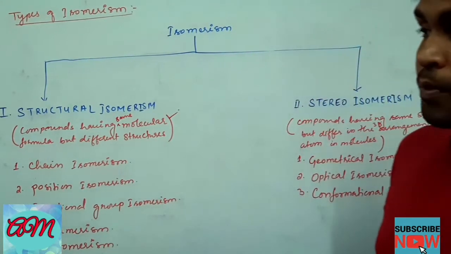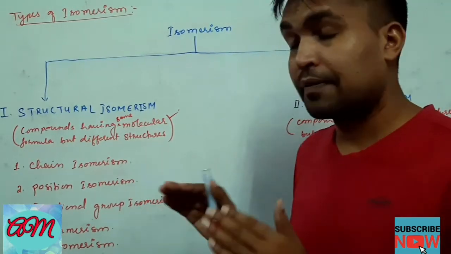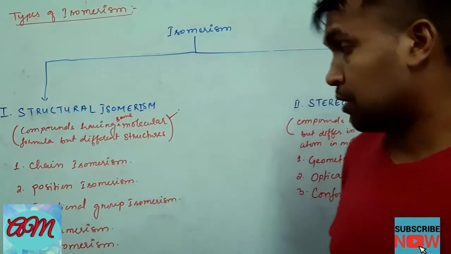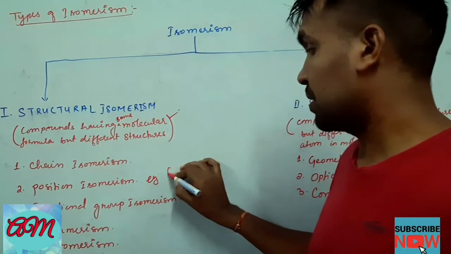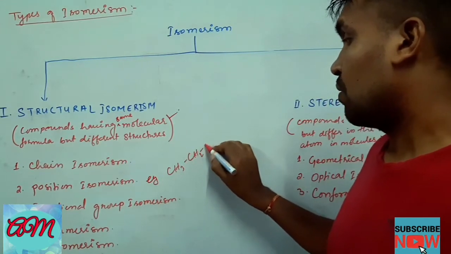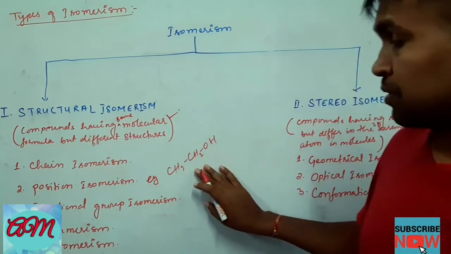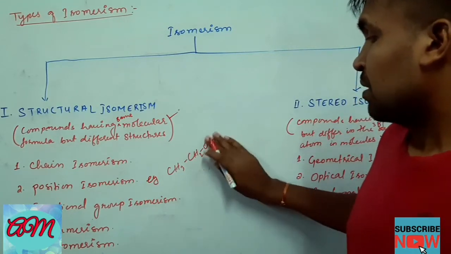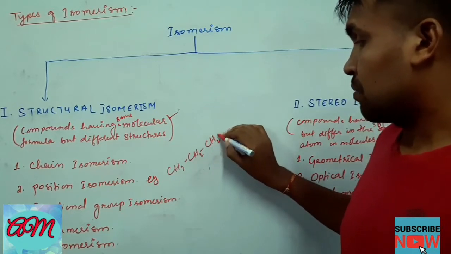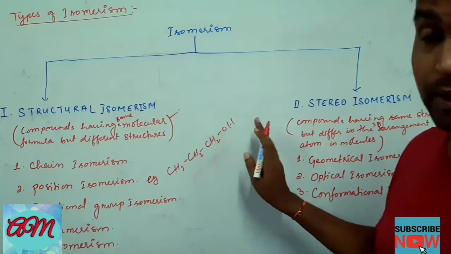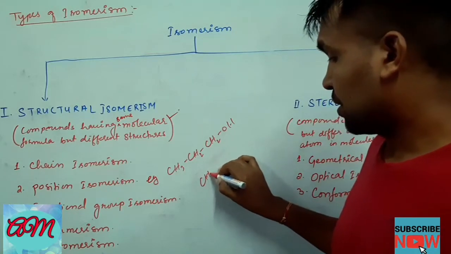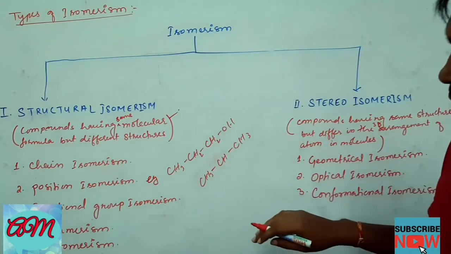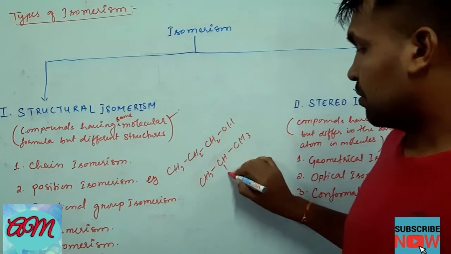Position isomers. So position isomers, here they will differ only in the position of the functional group. For example, you can see here, this one example is CH3 CH2 OH. So this is one compound, it is called as ethanol. Another compound is CH3 CH2 CH2 OH, right? So this is what? Propanol. Okay, another one we will take CH3 CH CH3, got it? So it will have OH here.